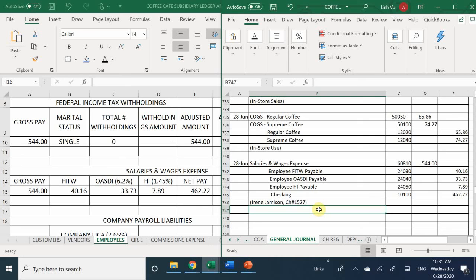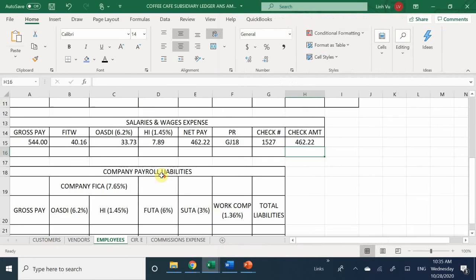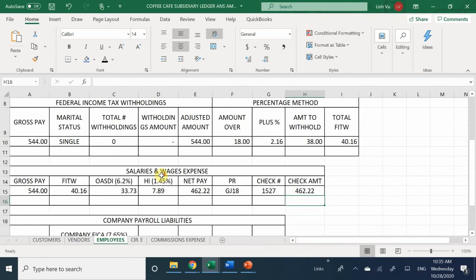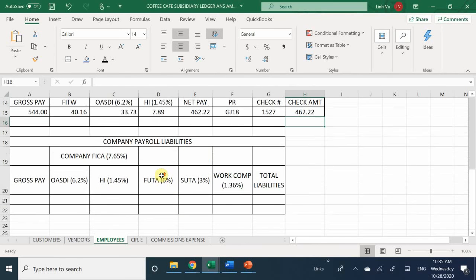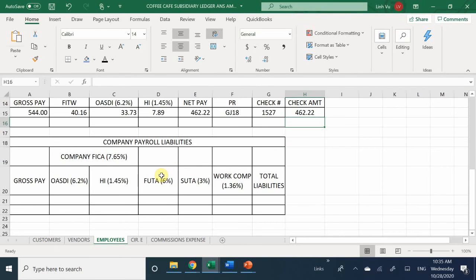Let me see if we're good on time. So the last thing that we've got to do is calculate how much it costs us to employ Irene. What I'm going to do, because of the time, it is now 10:40.